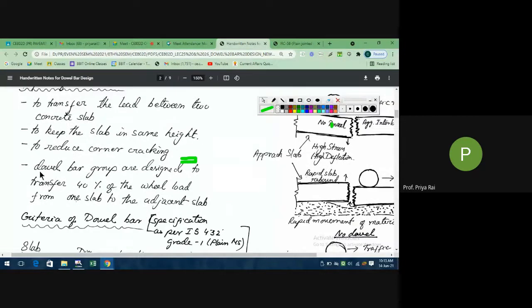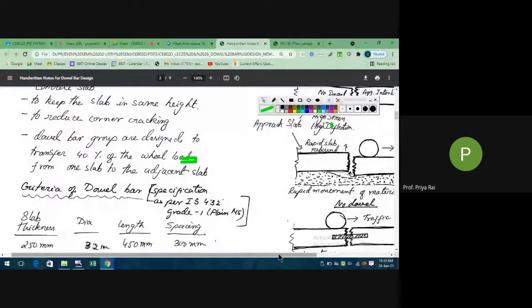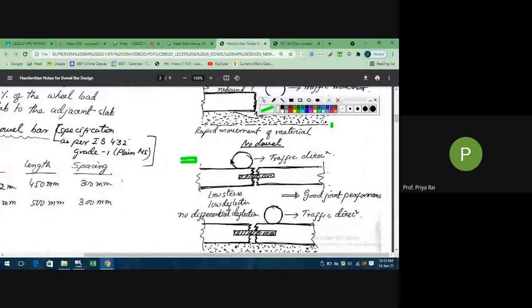Now this one is very important. Dowel bar groups are designed in such a way that they will transfer 40% of the wheel load. That means, see the diagram, this is the wheel load. Suppose the total wheel load which is acting on this particular slab, slab one, and this is slab two. Suppose I am writing it as slab 1, slab 2.